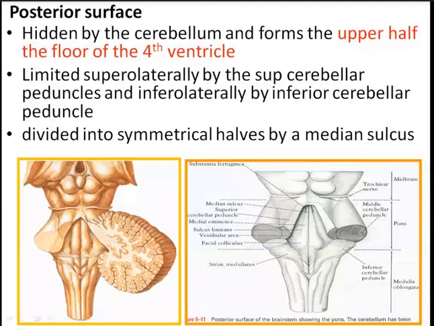It is hidden by the cerebellum and forms the upper half of the floor of the fourth ventricle. So in total, this is the floor of the fourth ventricle. This part is formed by the posterior surface of the pons, and limited superolaterally by the superior cerebellar peduncle and inferolaterally by the inferior cerebellar peduncle. They are bunches of nerve fibers, and it is divided into symmetrical halves by the median sulcus. So here we can see the median sulcus, which divides it into equal lateral halves.